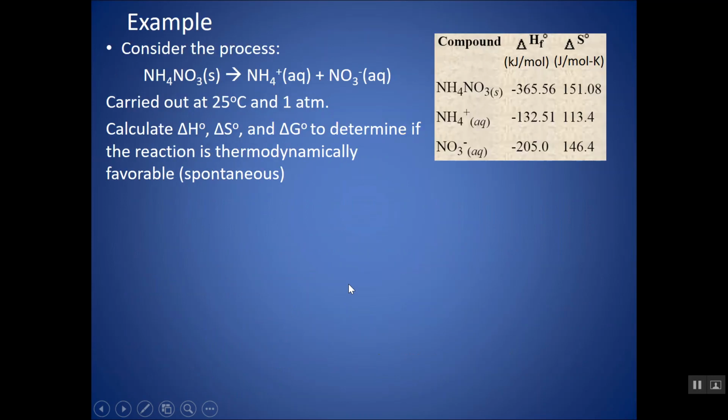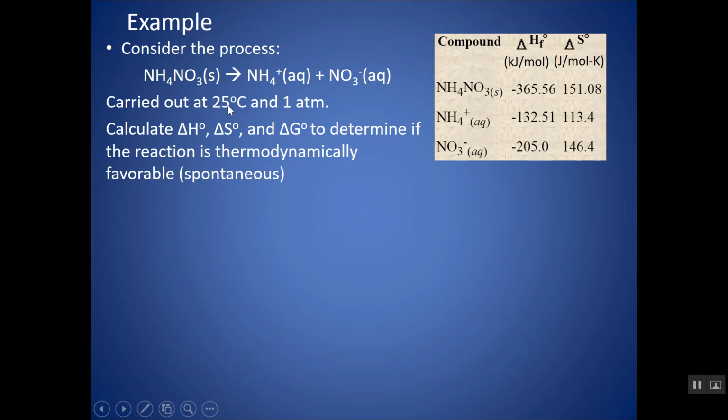Let's take a moment and practice using this equation. So here are some heats of formation for each of these species. Here are some molar entropies for each of these species, and you have this reaction. I want you to calculate delta H, delta S, and delta G, and after doing that, tell me whether or not the reaction is thermodynamically favorable, which is a synonym for spontaneous. Take a moment, pause the video, and then check your work.